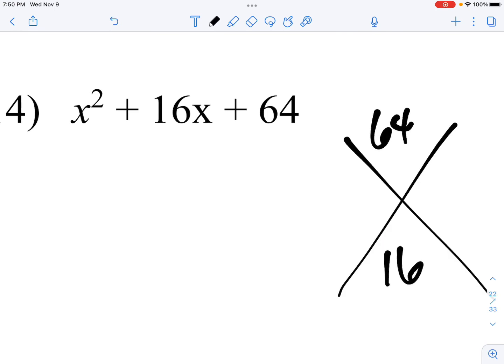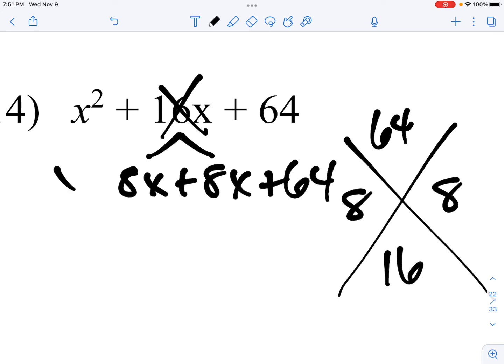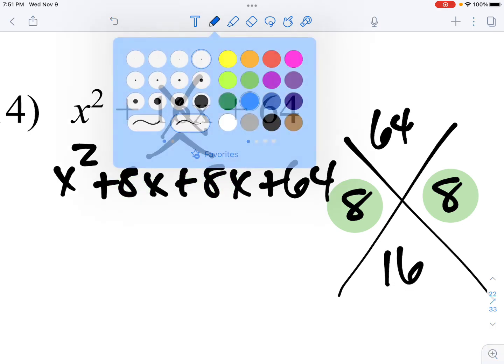64, 16. What times what is 64? I believe 8 and 8. There's a lot of other combos, but 8 and 8 add up to 16. And everything's positive, so we're staying positive. I'm going to change this into 8x and 8x. And I'm going to keep the 64 at the end, and I'm going to keep the x squared and the plus sign at the beginning. So remember what happened? I just did that a little bit fast. These 2 numbers, I crossed out this, and I made it here. Okay? Now when you see 4 things, you're going to do grouping.